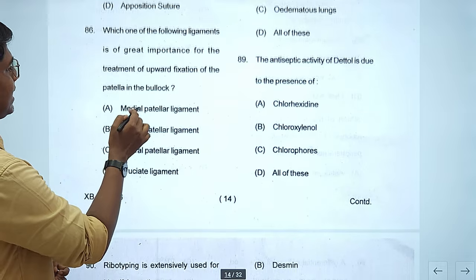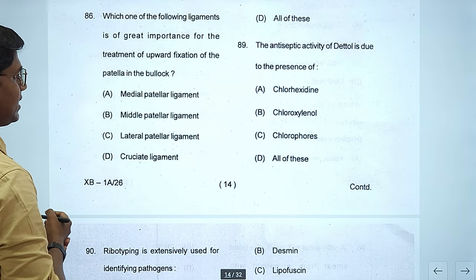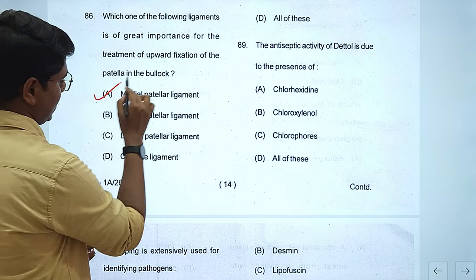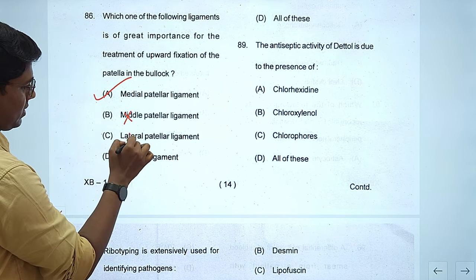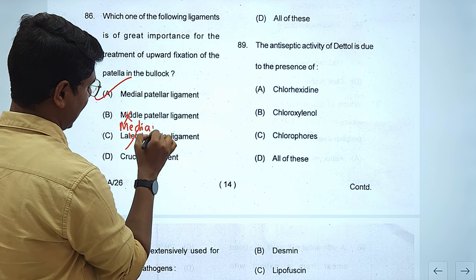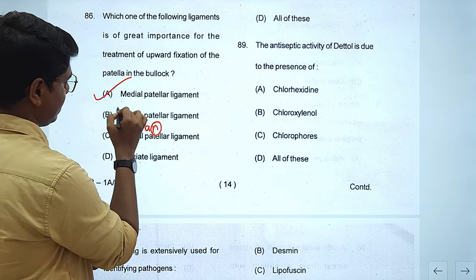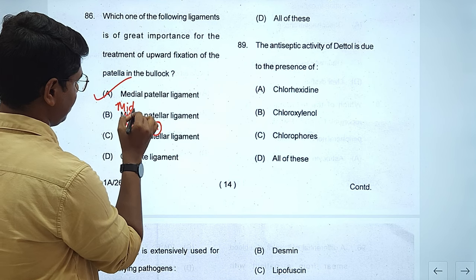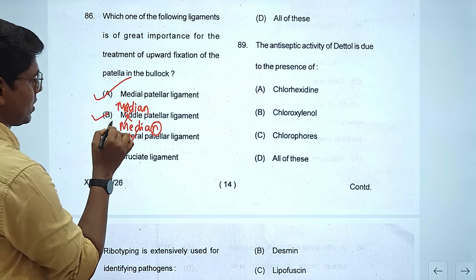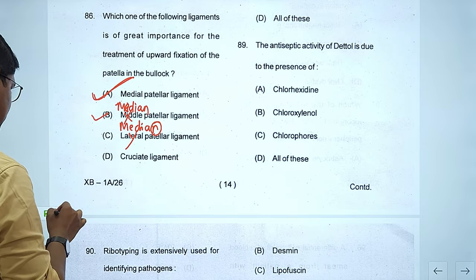Which one of the following ligaments is of great importance for the treatment of upward fixation of the patella? You know this one, very common question, medial patellar ligament. Okay, not the middle, not the lateral. The middle one is also sometimes known as median. So if someone smartly writes median, people might get confused and tick this one. The answer is medial.